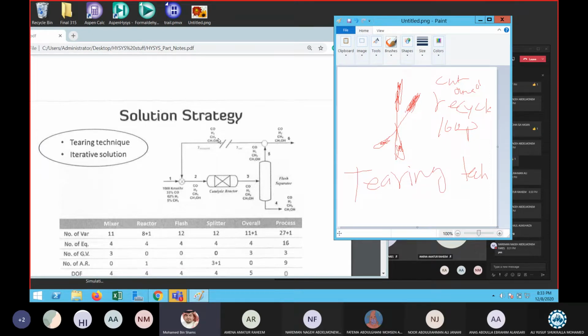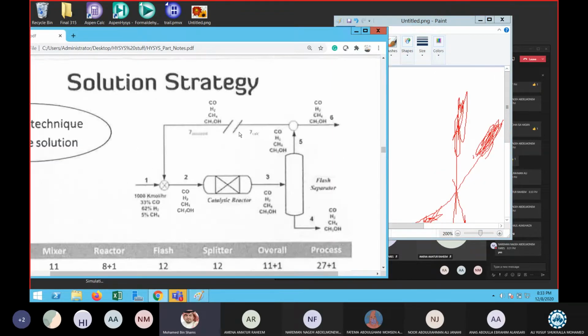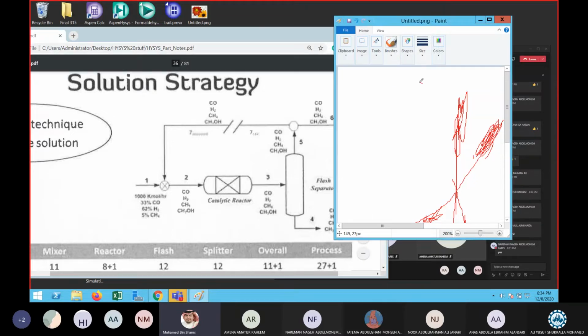And why we need to cut? I'm going to tell you why. Look here, Shabab. What we are going to do is the following. We are going to cut this stream, 7. And of course, you can see that the same material here is the same as here. They were the same pipe, the same line. I'm just cutting them.